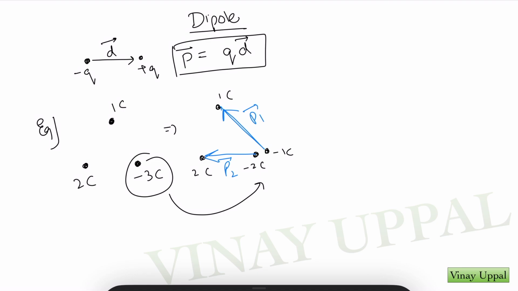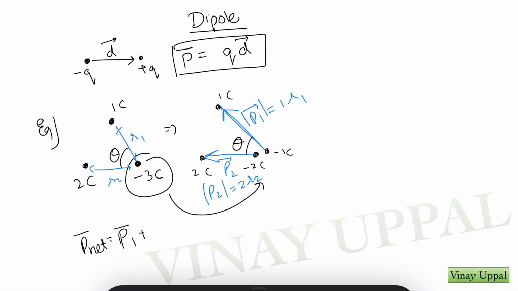So if you know the distances, let's say this is R1 and this is R2, the magnitude of P1 would be 1 times R1 and the magnitude of P2 would be 2 times R2. And then of course, if you know the angle, you can get the dipole moment vector by just taking the vector sum of P1 and P2.